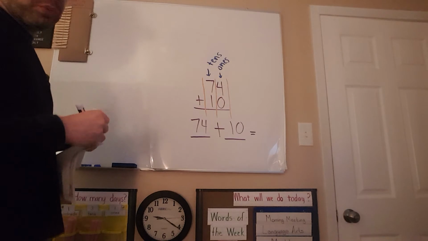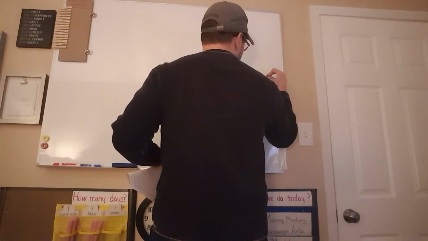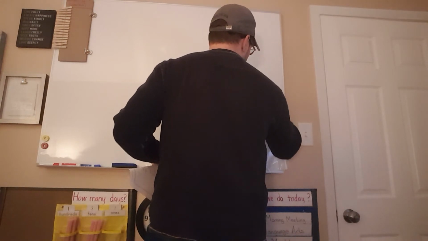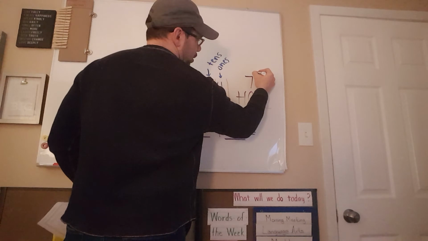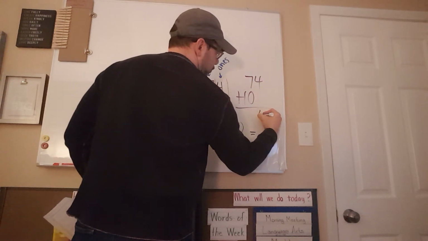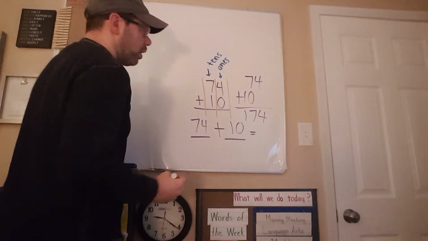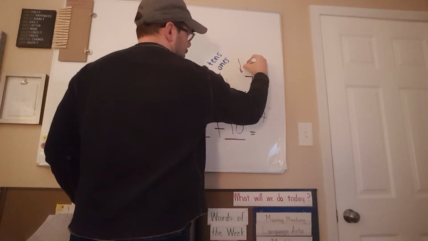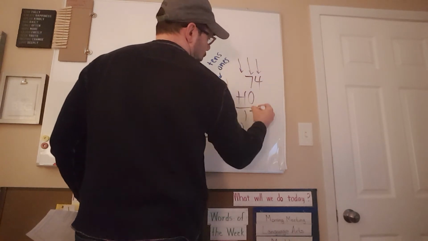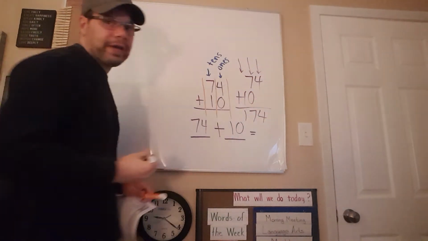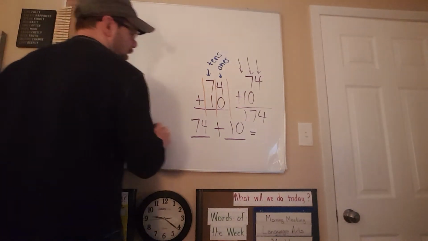If you get sloppy with this, it can really throw you off. If I start doing stuff like this, 74 plus 10, like that, you see how this is not lined up here? So I can start going 4, 7, 174, because I'm adding straight down. So if I don't line these up correctly, I can end up with a wrong answer. So it's really important to line those up correctly. Your parents can help you with that.